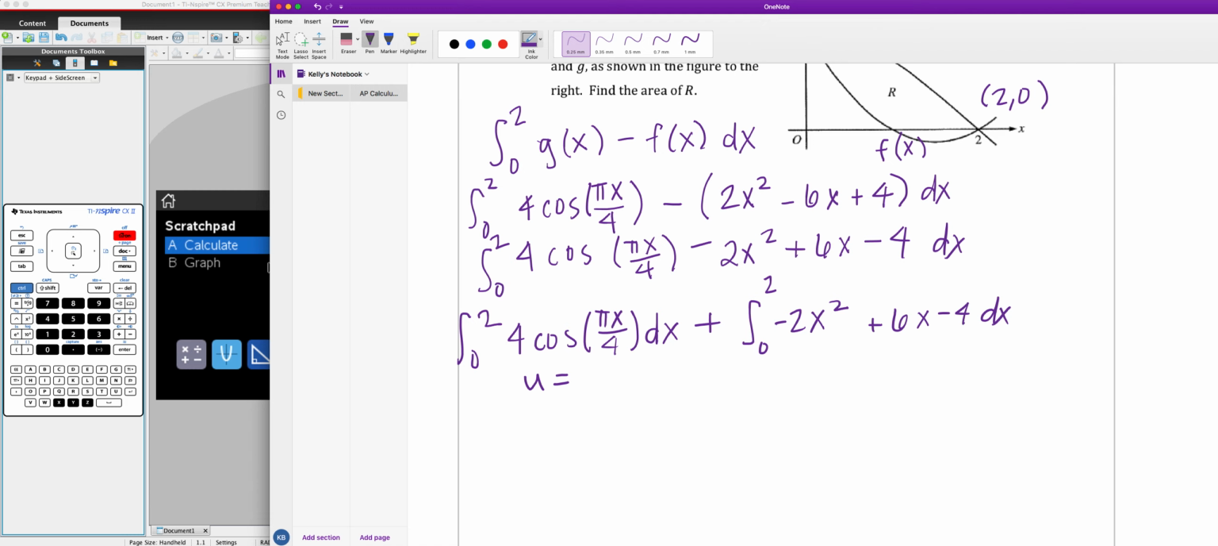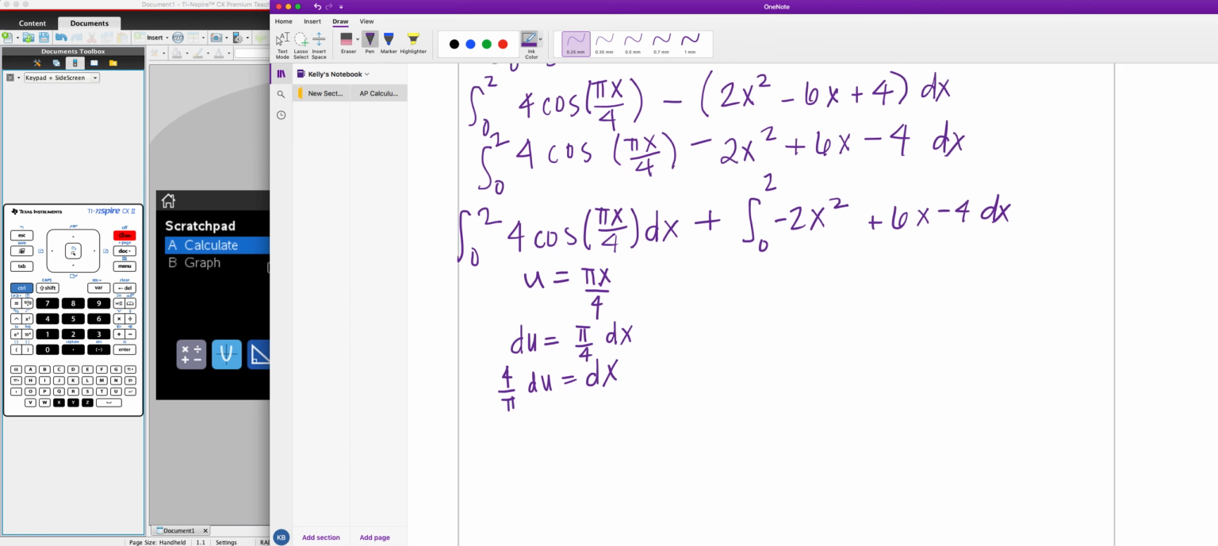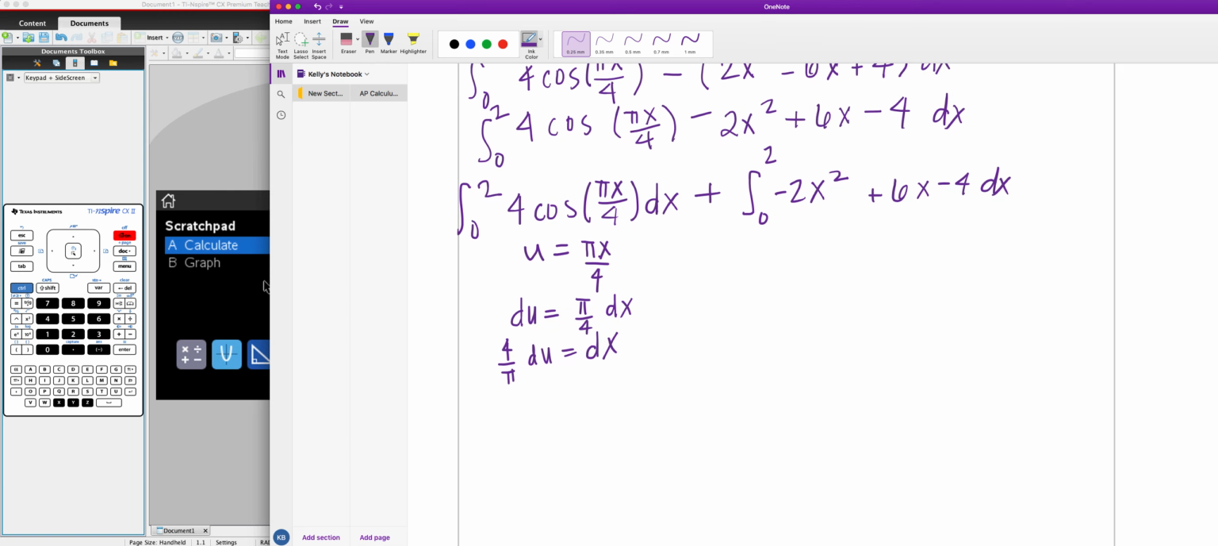Our u sub here is going to be the inside piece of the cosine, so pi x over 4. Now when I take the derivative of that, remember pi and 4 are constant, so I end up getting pi over 4 times my dx. Now to isolate this guy, I would divide through, which is the same as multiplying by the reciprocal. So I end up with 4 over pi du equals dx, and then I can reset up my u sub from here. Let me scroll down to give us enough space on this.